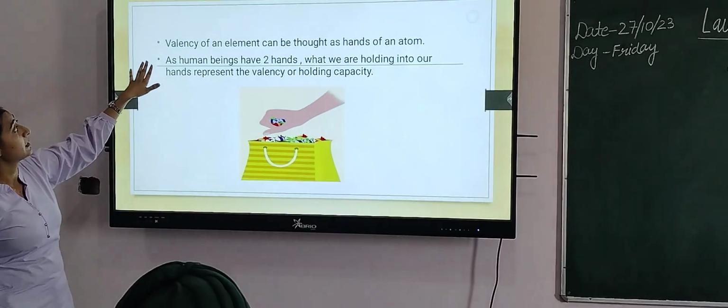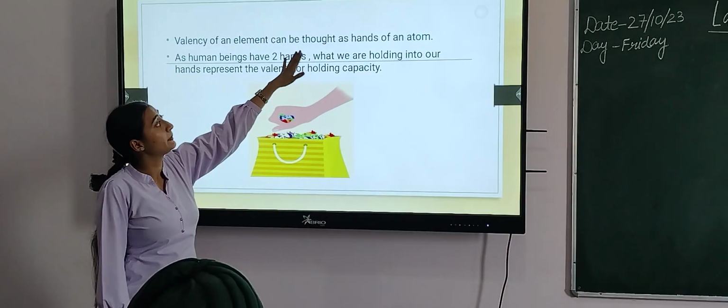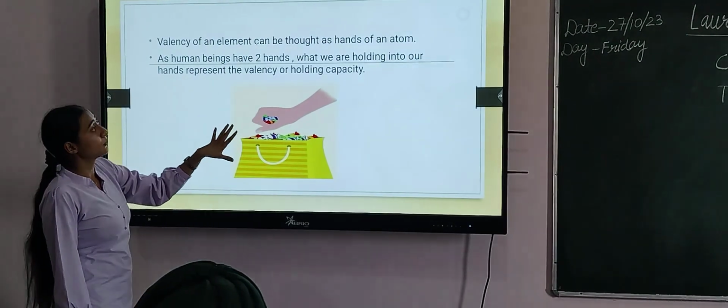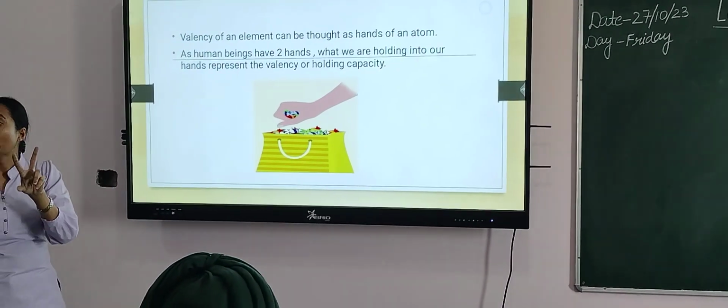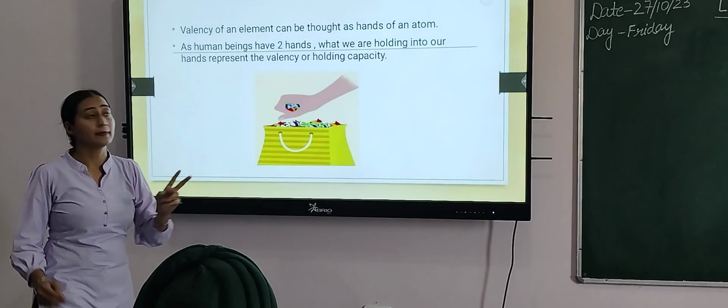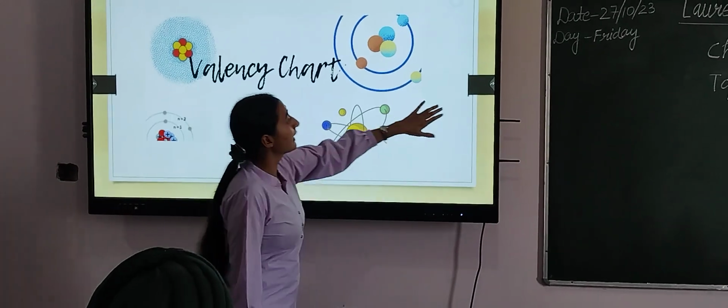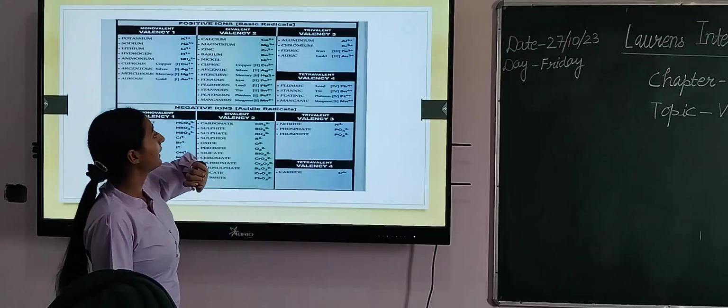Next, on the sum of valencies, valency can be compared to the hands of an atom. So in this picture, as you can see, if an atom has 2 hands, it will pick up 2 different elements with itself. After that, what are the different methods, and I would like to show you the valency chart.